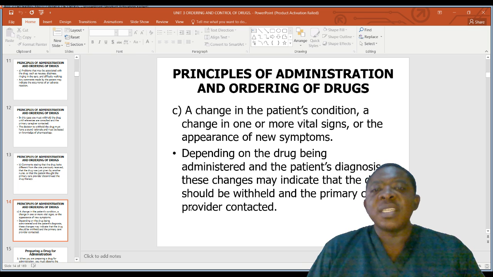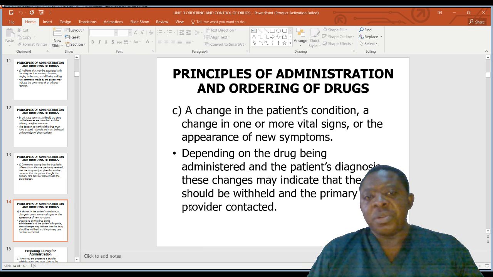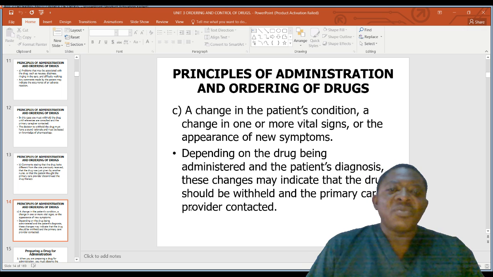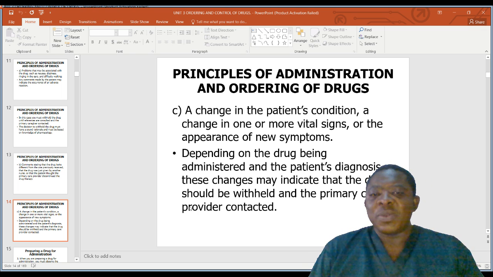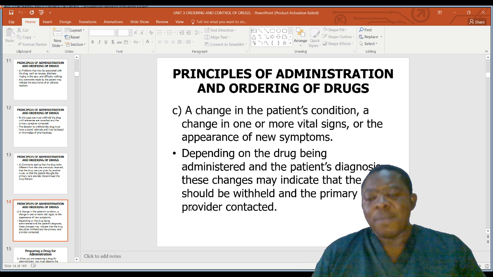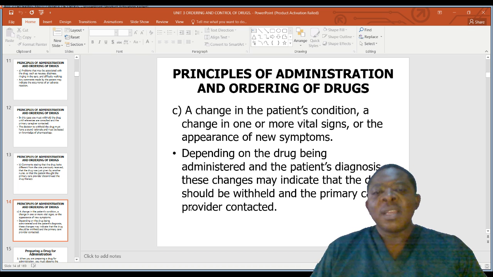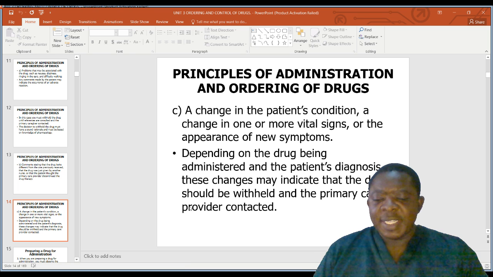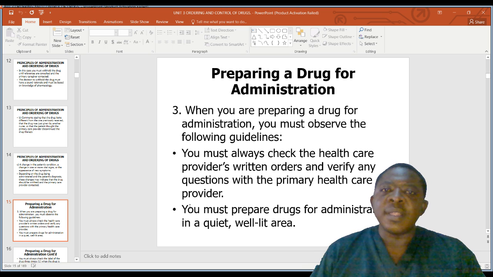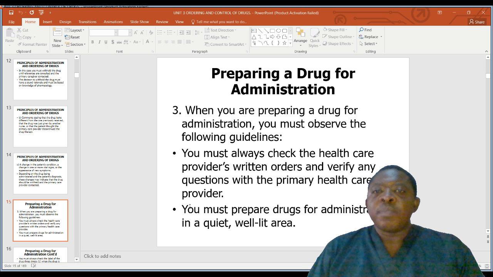So a change in one or more vital signs or the appearance of new symptoms may necessitate the change or withholding of the drug. Depending on the drug being administered and the patient's diagnosis, these changes may indicate that the drug should be withheld and the primary care provider contacted. Primary care provider here means the doctor, the physician, the consultant, should be notified. Then number 3, preparation of a drug.